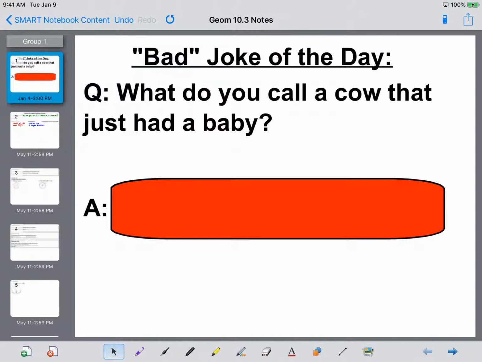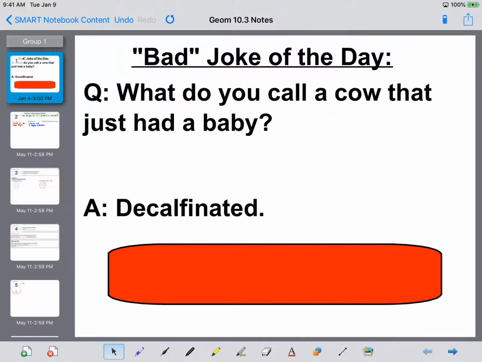So before we get into that, here is your bad joke of the day. What do you call a cow that just had a baby? Decaffeinated.